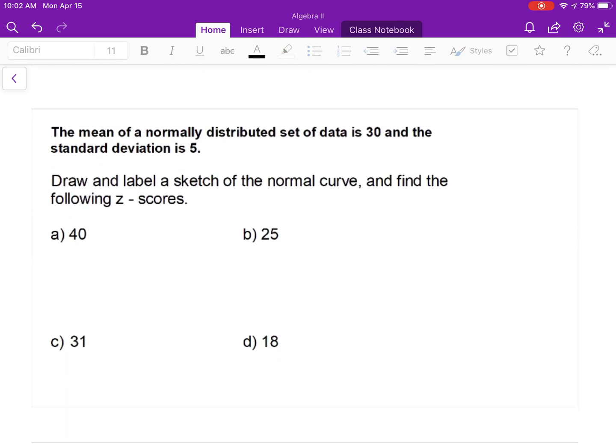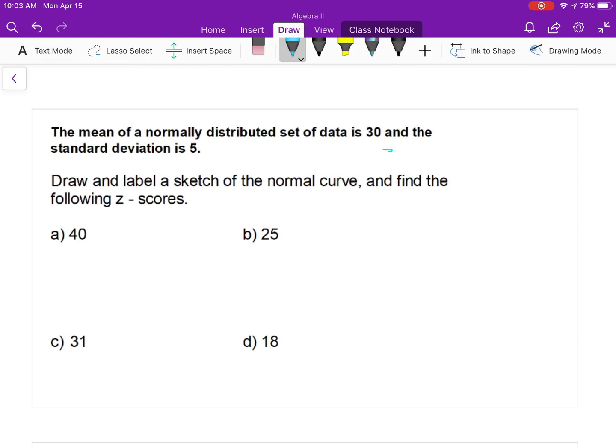Okay, the mean and standard deviation of this data set. So we're going to practice a little bit converting these into actual Z-scores. It helps to draw the normal curve just to get an idea where they go. But we have a distribution with a mean of 30 and a standard deviation of 5.